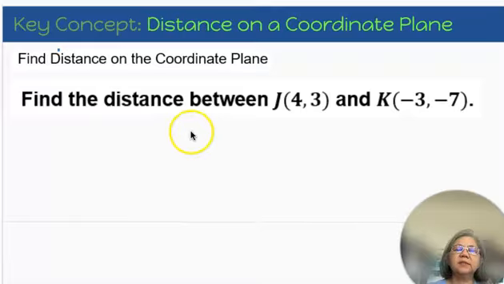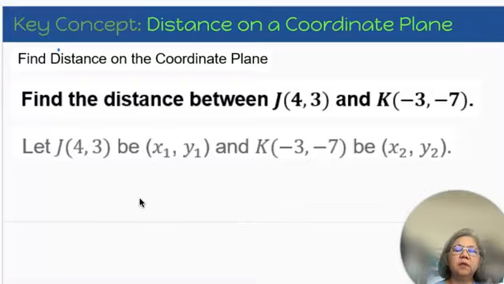Now, find the distance between point J with coordinate (4, 3) and K having coordinate (-3, -7). So if we label this first, that's the first thing you have to do, especially when you are working on a coordinate plane. You have to label which one is your first point and your second point, and label the points as well. So if J is (4, 3) and you want this to be your first point, then 4 will be your x1, and 3 will be your y1.